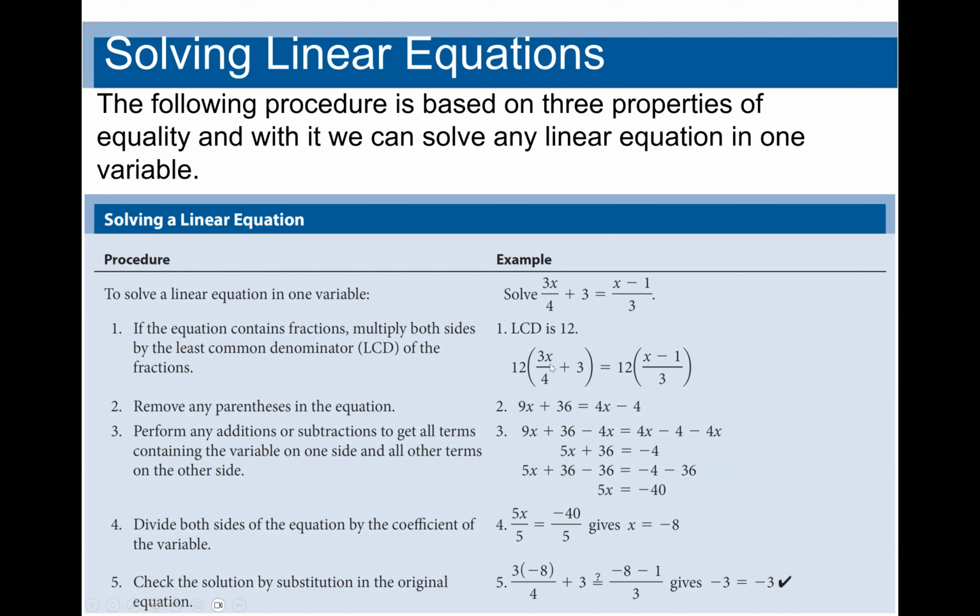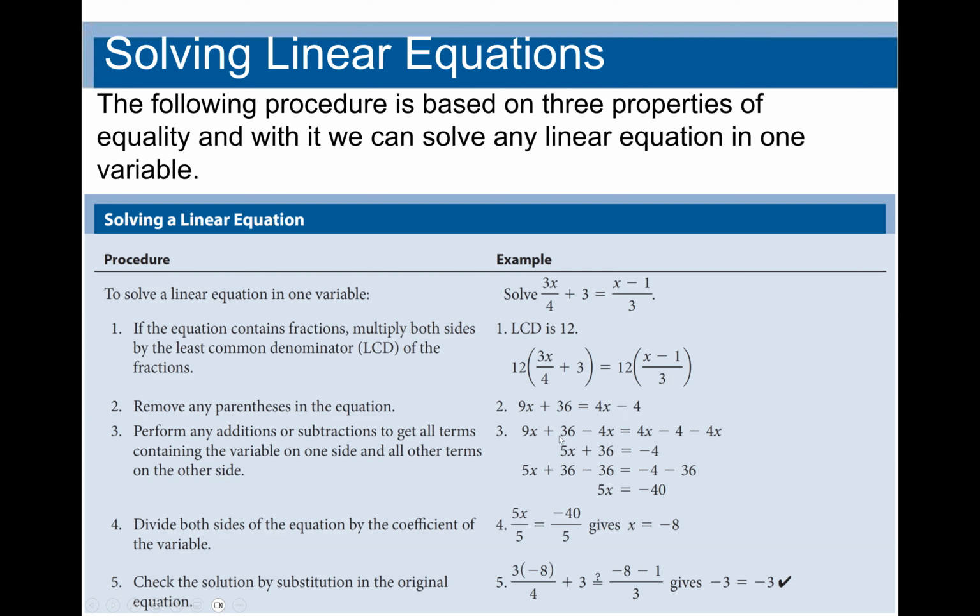So here we have 12 times 3x over 4 plus 3 equal to 12 times x minus 1 divided by 3. So 12 times 3 will give me 36. 36 divided by 4 will give me 9. So we get 9x. 12 times 3 again will give me 36, equal to 12 divided by 3 will give me 4. Since the 12 is affecting all the two terms, we are going to divide first. So 12 divided by 3 is 4. 4 times x will give me 4x, and 4 times minus 1 will give me minus 4.